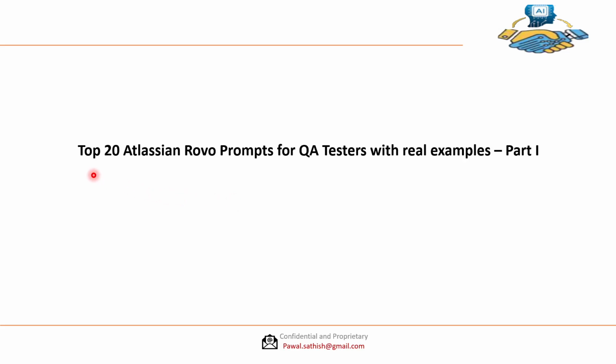Today's session we'll see the top 20 Atlassian Rovo prompts for QA testers with real examples. Before we start, if in your organization you are using Jira, Zephyr, or Confluence, then definitely knowing these Rovo prompts saves you a lot of time and increases your productivity. So we'll see the top 20 Atlassian Rovo prompts.